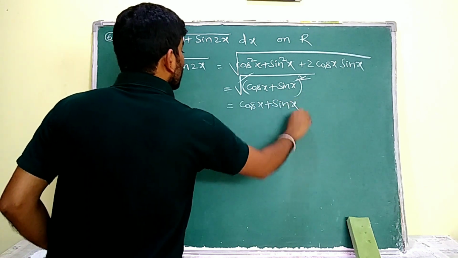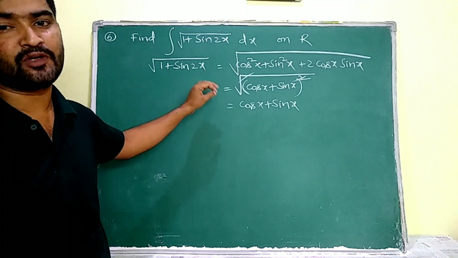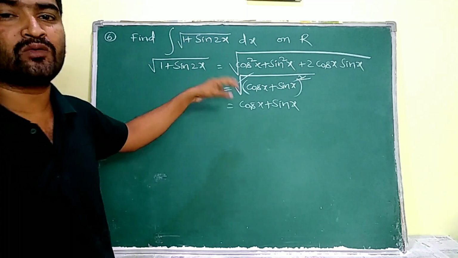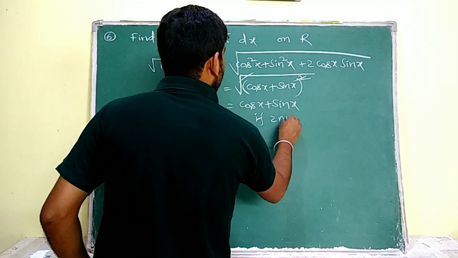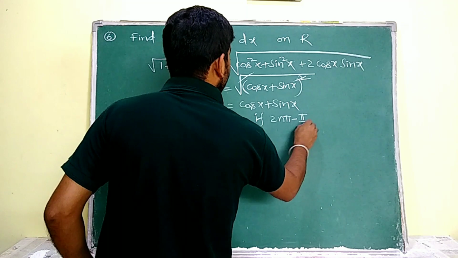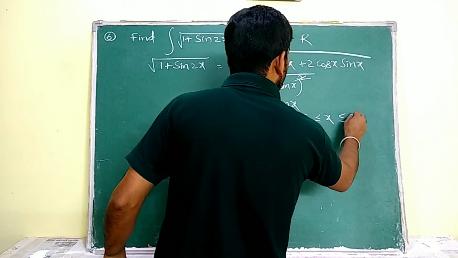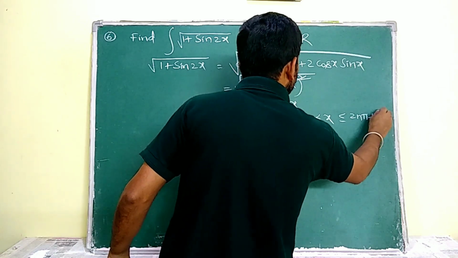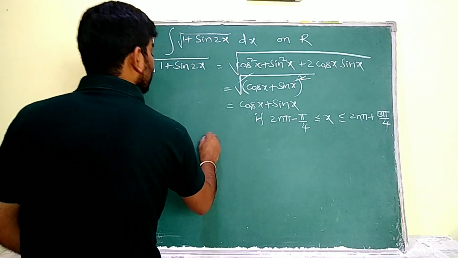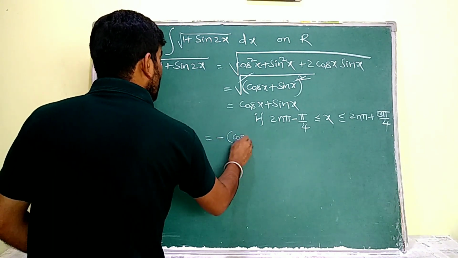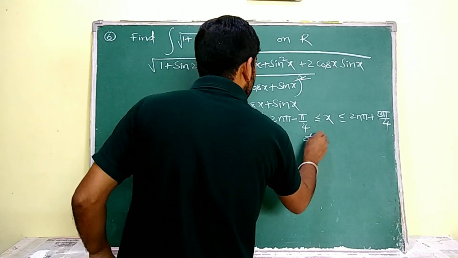But the only thing we have to remember here is, see, root over 1 plus sin 2x becomes positive if the angle lies in quadrant 1 and quadrant 2. That is, if 2n pi minus pi by 4 is less than or equal to angle x, which is less than or equal to 2n pi plus 3 pi by 4. Otherwise its value becomes minus cos x plus sin x. Understand?